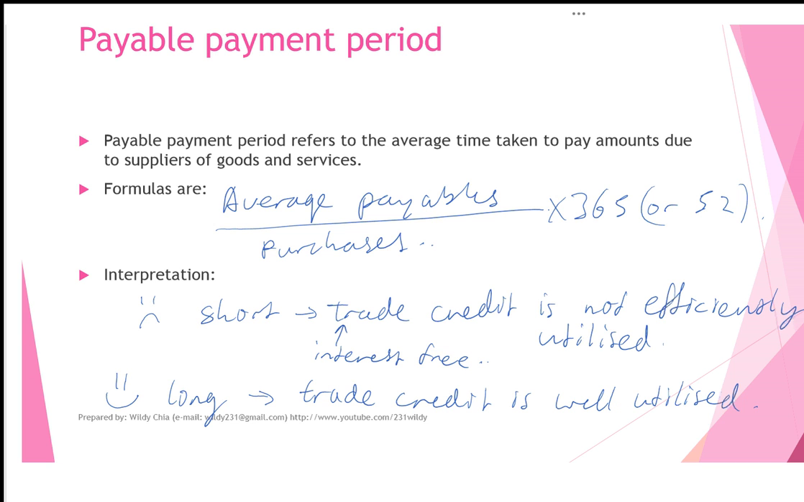That is, if you take too long to pay up, suppliers might get disturbed, they might get upset, they may demand for payment earlier, right?